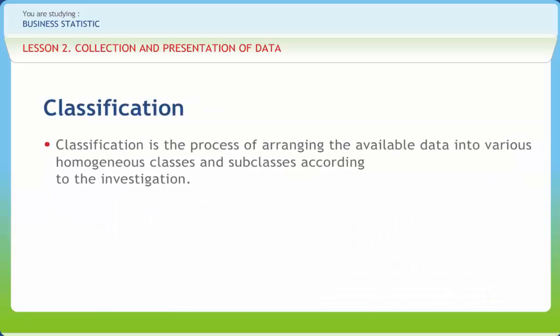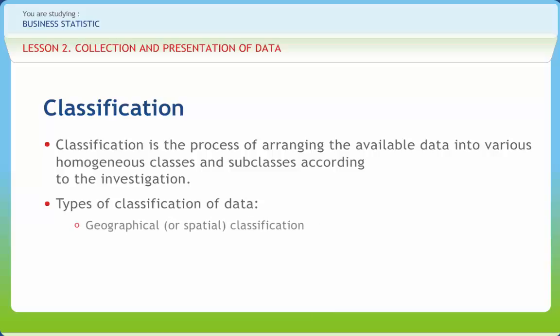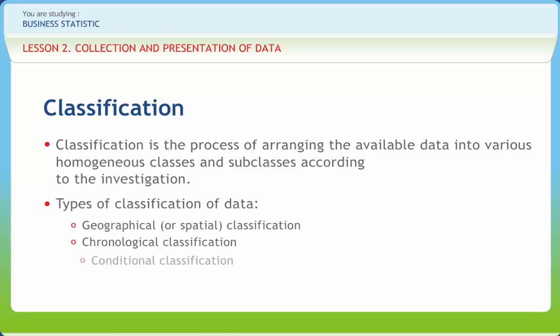Classification is the process of arranging the available data into various homogeneous classes and subclasses according to the investigation. There are 5 types of classification of data. These are: when the data are classified according to geographical location or region, it is called a geographical classification. When the data are classified on the basis of its time of occurrence, it is called a chronological classification. When the data are classified according to certain conditions other than geographical or chronological, it is called a conditional classification.